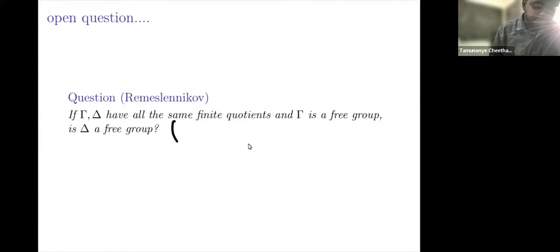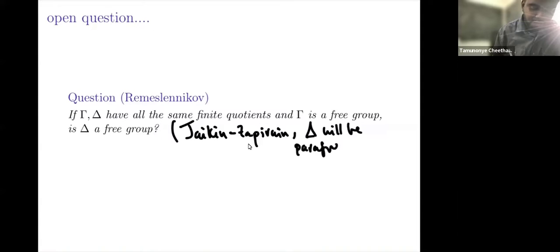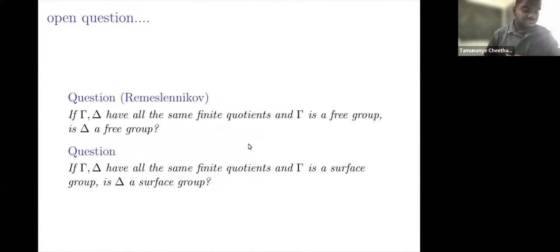But what we do know so far, by work of I think Sapir and others, is that delta will be para-free. And what that means is that it has the same nilpotent quotients as the finitely generated free group. We also do not know this question, without extra hypotheses, when gamma is a surface group. And yeah, there is a lot that we do not know.